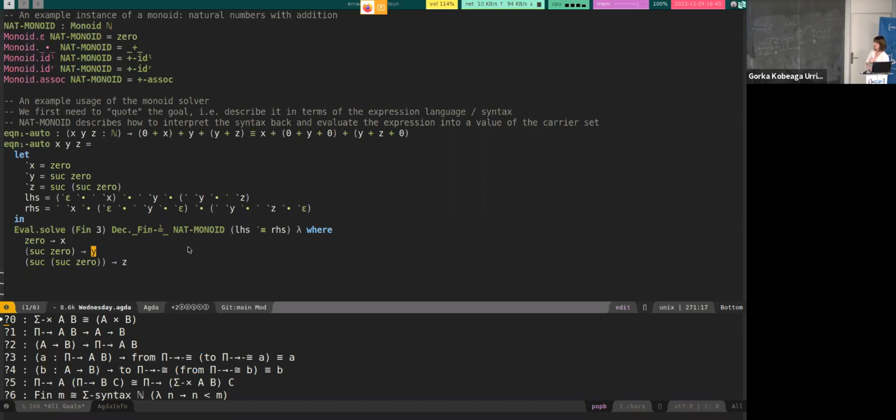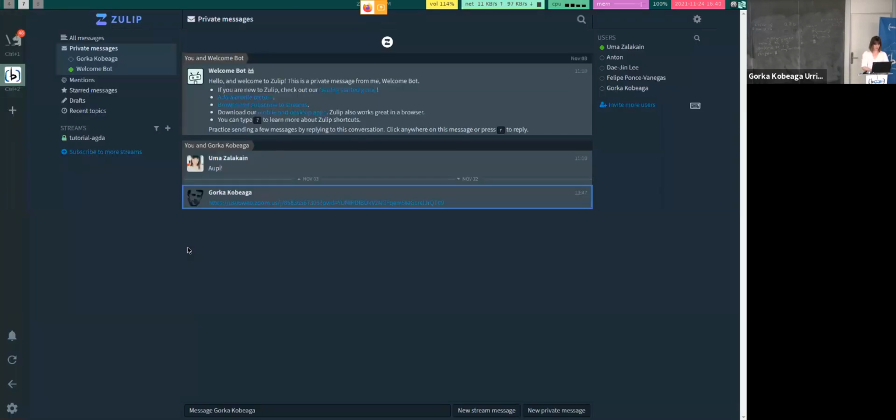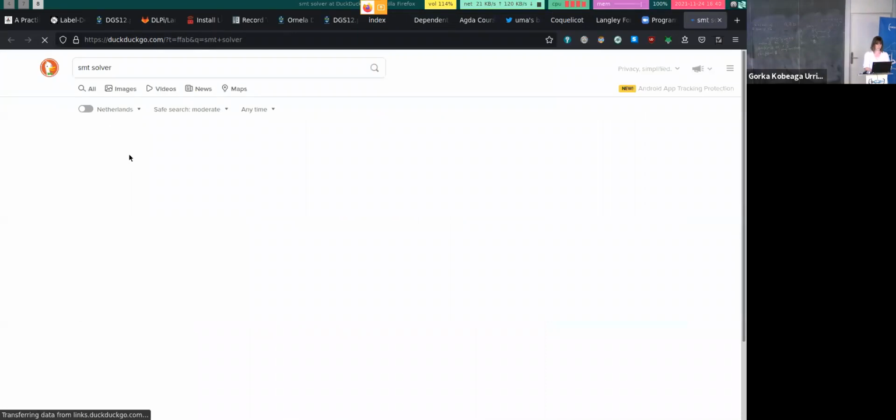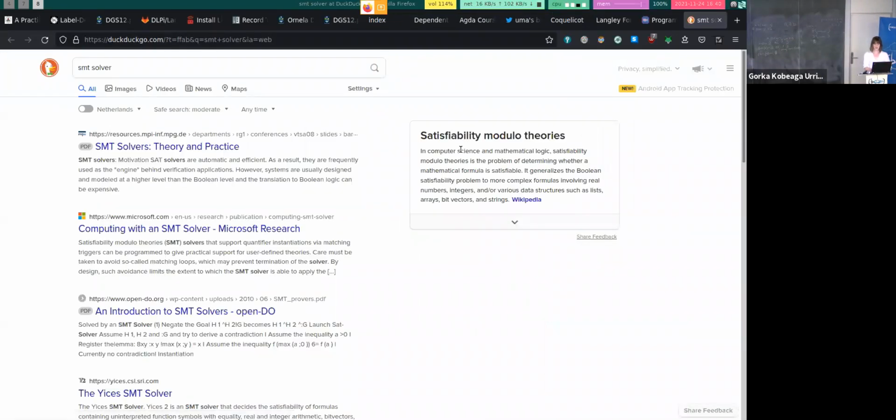So what's the solver that they were trying to put together with Agda called? SMT. Yeah, I actually don't know what it stands for, and I should. Satisfiability modulo theories. Okay.